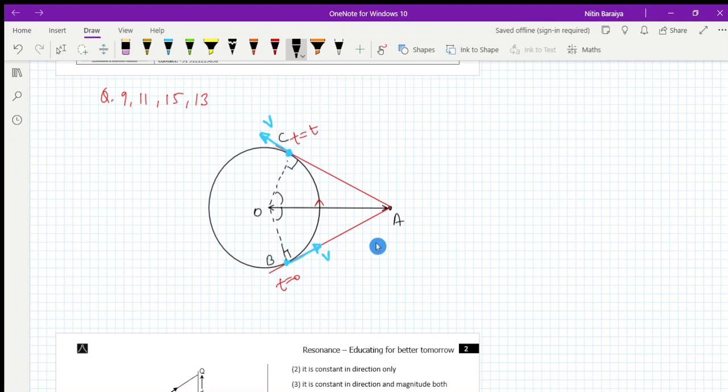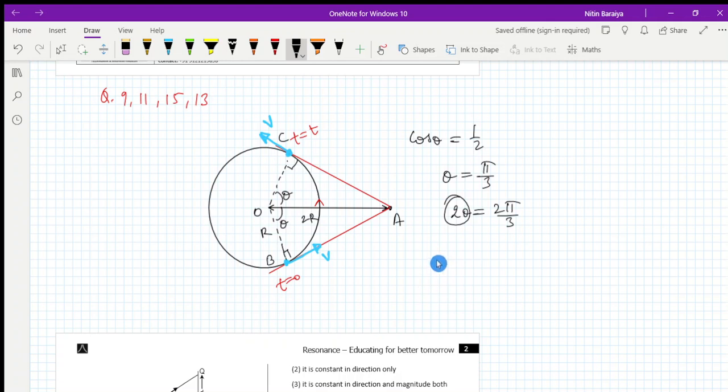Now, if you look at the triangle AOB, the distance AO is twice of R. This distance is R. So, for this angle, if I call this angle theta, this is also theta. Base is R and hypotenuse is 2R. So, we can say that cos theta is equal to 1 by 2. Theta is equal to 60 degrees or pi by 3. So the total angle 2 theta is going to become 2 pi by 3, and this is the angular displacement.